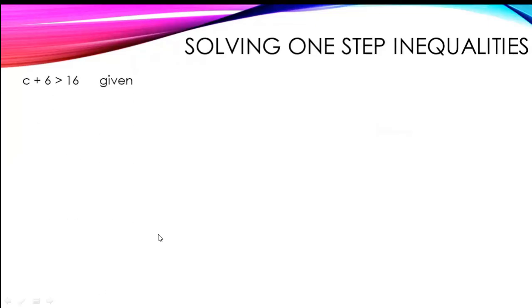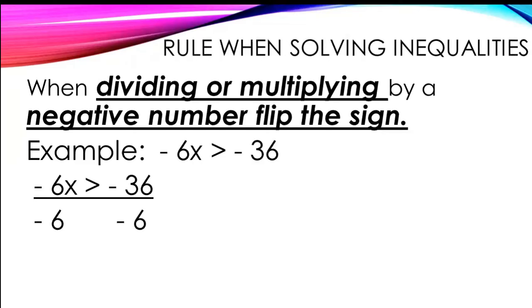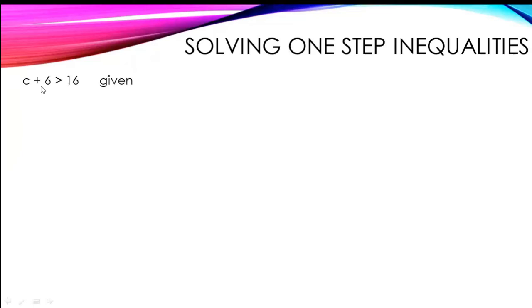The sign will flip only when the operation is dividing or multiplying, but not for addition and subtraction. In a one-step solution, we don't flip the sign when adding or subtracting. When we divide or multiply by a negative, the sign will flip. Remember, only for multiplication and division does the sign flip, but not for addition and subtraction.